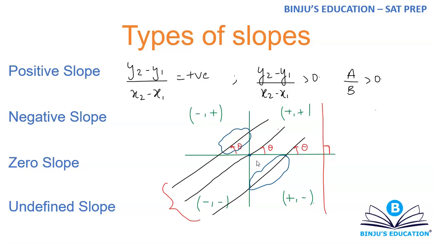Now remember that when you talk about positive slope, the line is also known as ascending line because it's going up. So slope is positive, and y2 minus y1 divided by x2 minus x1 is also positive. All right, let's move on to the next one, that is the negative one.